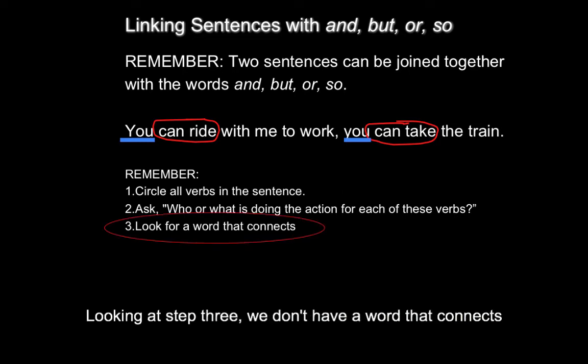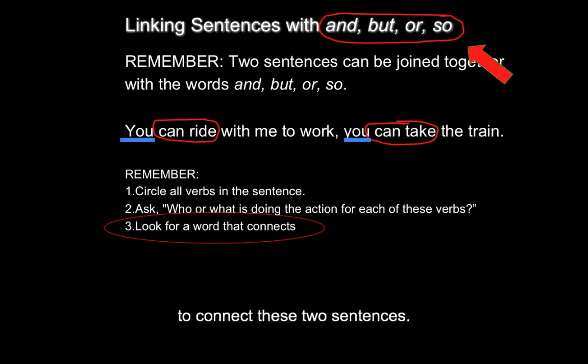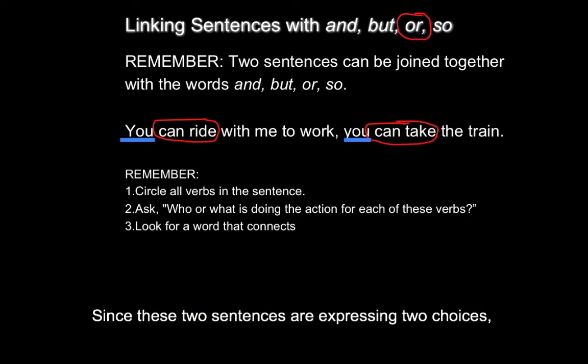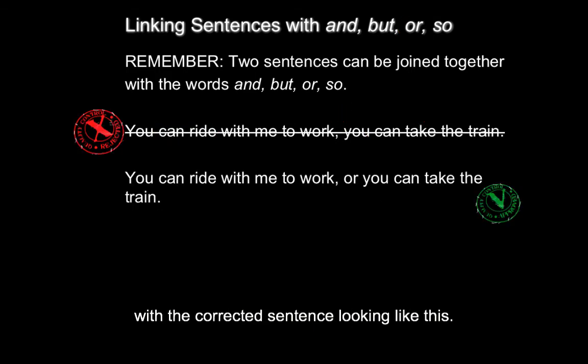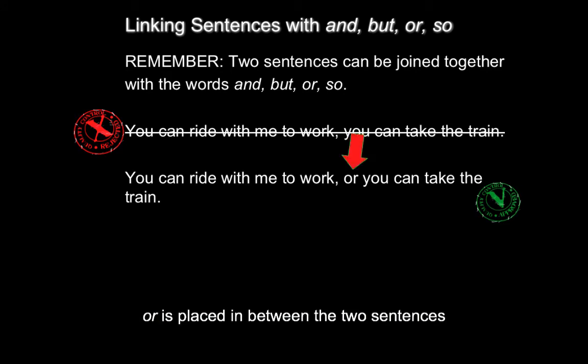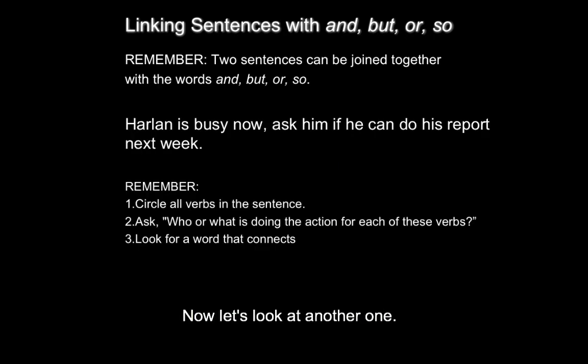Looking at step 3, we don't have a word that connects these 2 sentences, but we can use one of the 4 words we're studying in this video to connect these 2 sentences. Since these 2 sentences are expressing 2 choices, getting a ride or taking the train, the word or would do a good job of linking these 2 sentences, with a corrected sentence looking like this. Or is placed in between the 2 sentences, and we also place a comma before or. Now let's look at another one.